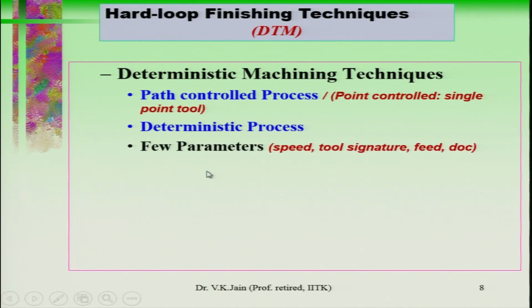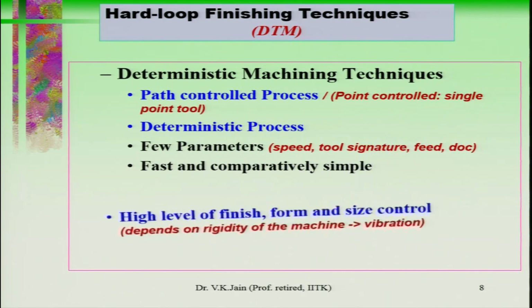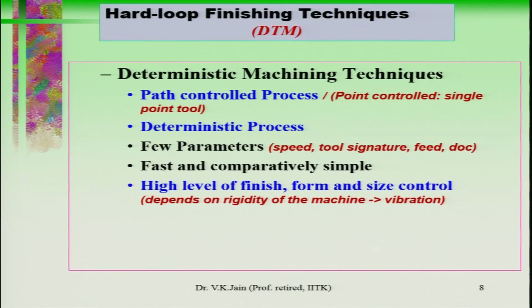Then there are only a few parameters, not a very large number of parameters as in case of soft loop finishing techniques. And in this particular case you can have parameters like speed, tool signature, that means nomenclature or various angles, the feed, depth of cut and so on. Then it is comparatively very fast and simple process, and you can achieve a high level of finish, form and size control. It depends on the rigidity of the machine, especially the vibrations.